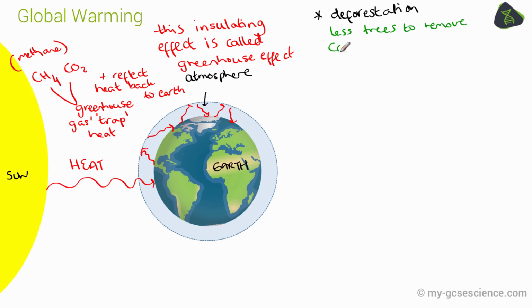So the activities are deforestation. If you remember the carbon cycle, trees or plants are the thing that takes carbon dioxide out of the air.